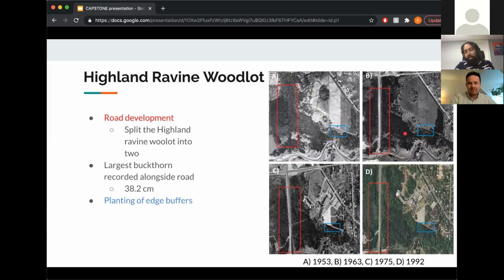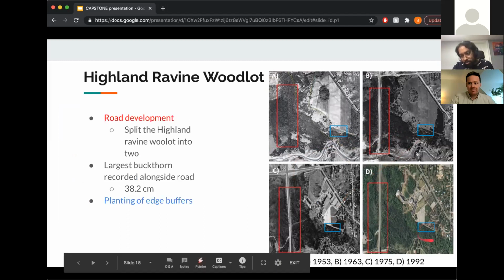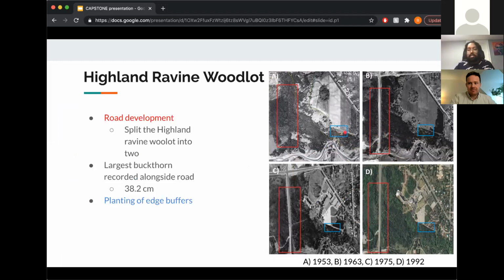Another interesting thing to point out here is the planting of edge buffers, which you can see in the blue box here. It's tough to tell, but there's like 5 to 6 rows of trees planted here, and you can kind of see it fill out over time, eventually almost even becoming indistinguishable from what was the forest. So it was historically cleared, and it was likely planted by the previous owner. It was actually purchased by another company after Lash passed away, and then it may have been motivated by the company just wanting to make the land look a little bit more appealing to a future buyer.